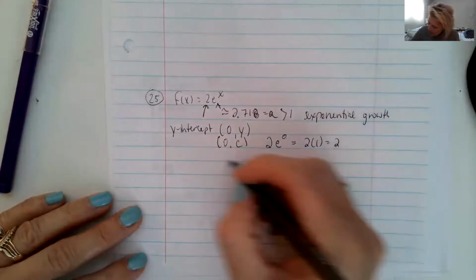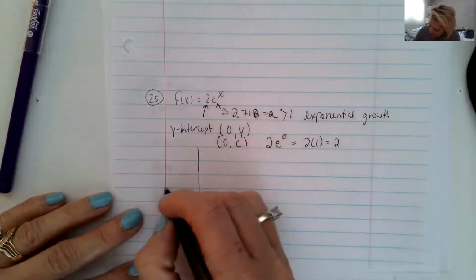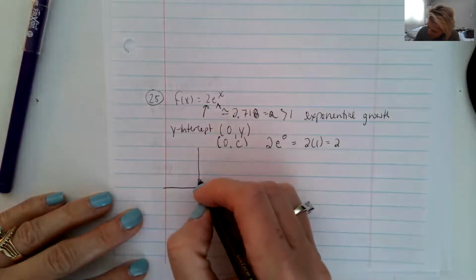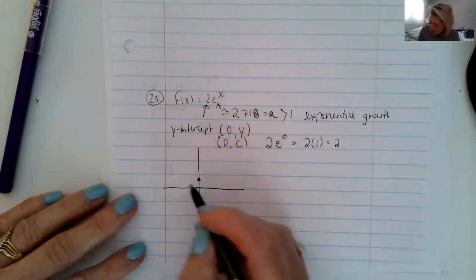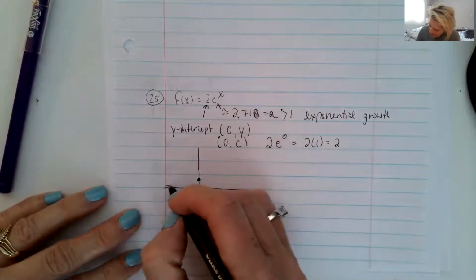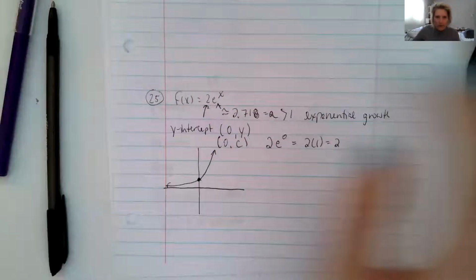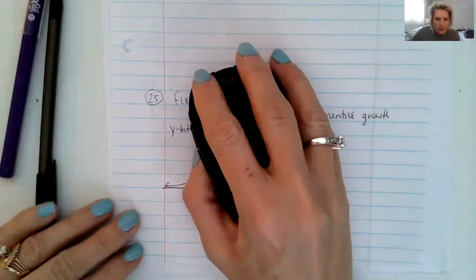So for this function, we can just take a guess at what it's going to look like. It's going to start at (0, 2), the y-intercept, and then it's going to grow quite rapidly. And we can see that in Desmos.